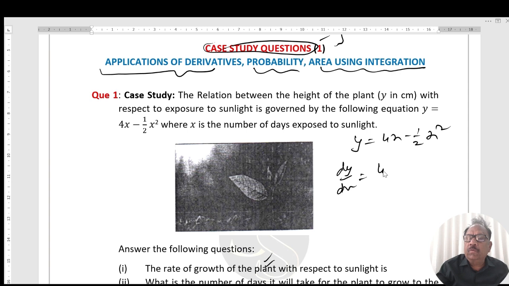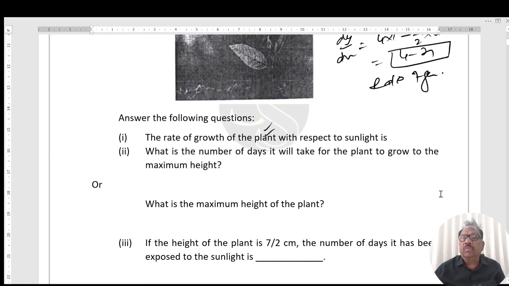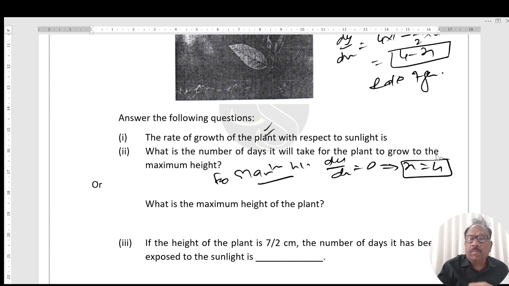dy/dx = 4 into 1 minus 1/2 into 2x, that is 4 minus x. This is the rate of growth. What is the number of days it will take for the plant to grow to maximum height? For maximum height, dy/dx = 0, that is the critical point, x = 4 days.